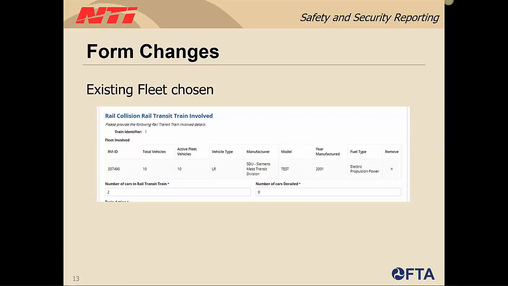Okay, so once you've selected a vehicle or entered a vehicle, after we've selected a vehicle from the grid, this is how it would appear in your form. If you need to make a correction, then you would click on the red X to remove it, and then you'd start all over again with choosing a new fleet or one from your existing fleet if you chose an incorrect option the first time.